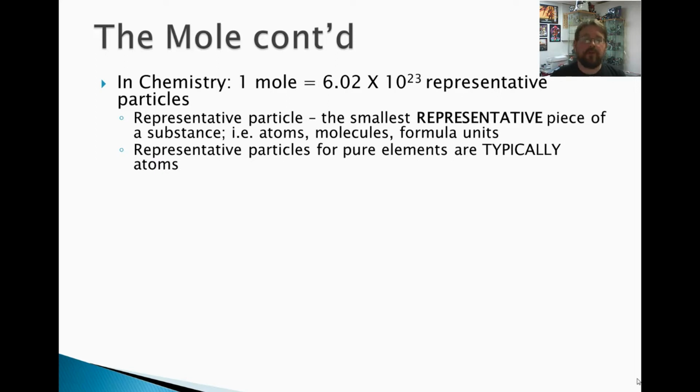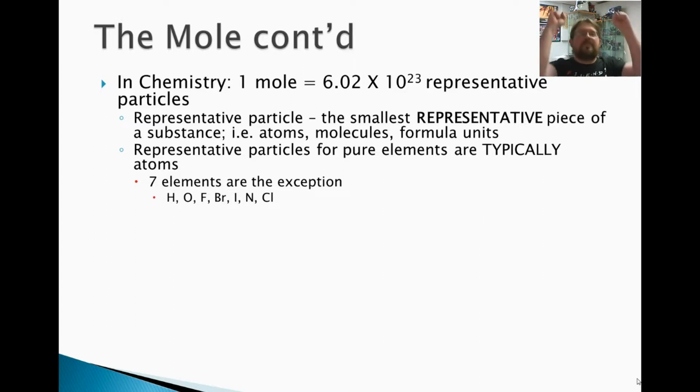Representative particles for pure elements are typically atoms because we know the smallest piece of an element is an atom. Now, notice it says typically, because it wouldn't be chemistry or science in general if there wasn't an exception. But you know what? You guys know the exception. There are 7 elements that are the exception. Have you figured it out? Do you know what it is? Hofbrinkel! That's the exception. Because remember, all of those are diatomics, meaning they are not single atoms. They are 2 atoms bonded together, meaning their smallest piece is actually a molecule.